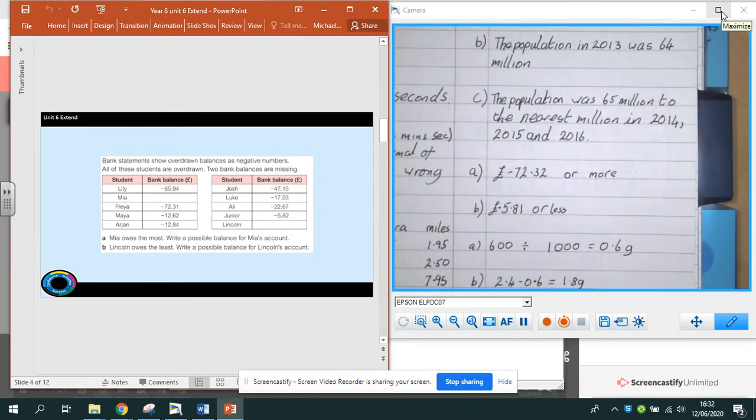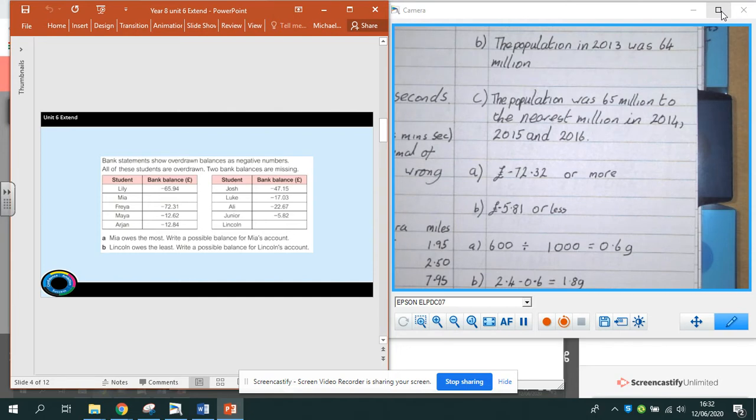Okay, so here there are lots and lots of numbers, so all I've said is Mia owes the most. So her balance must be minus 72.32 or a bigger minus. So a smaller amount will be a bigger minus, so it could be minus 73, minus 74 and so on, but it must be minus 72.32 or a bigger minus than that. It can't be 72.31.